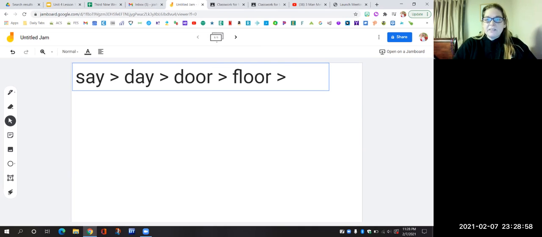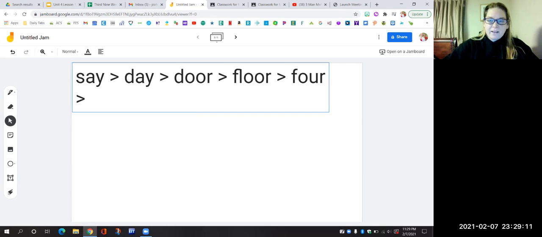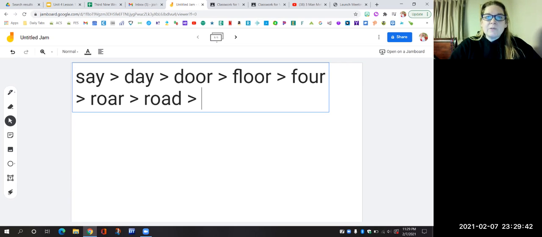All right, so now we're going to get rid of the ol in the middle. So it's just going to be four. Nice job. So now we're going to change the sound at the beginning to... It is roar. Good. Okay. So now we're going to change the or sound to ode. It is road. Very good. So now we're going to change the r sound to t. So we're changing the r to t in road. So now it's going to be toad. Very good.